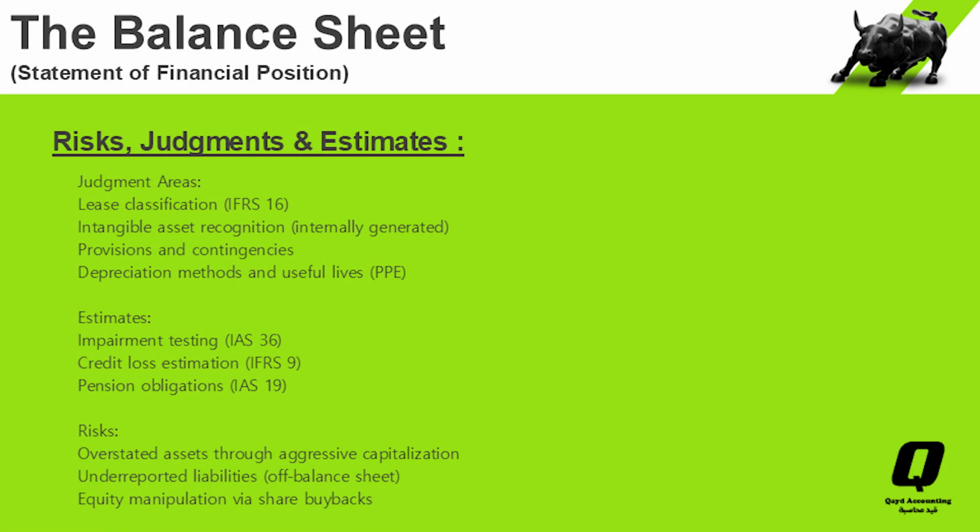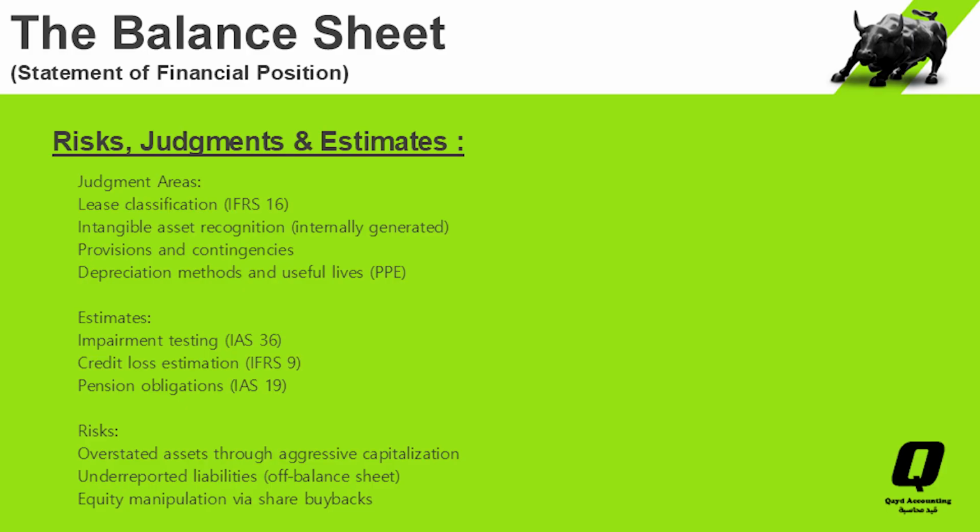Risks, judgments, and estimates. Judgment areas: lease classification, IFRS 16; intangible asset recognition, internally generated; provisions and contingencies; depreciation methods and useful lives, PPE. Estimates: impairment testing, IAS 36; credit loss estimation, IFRS 9.